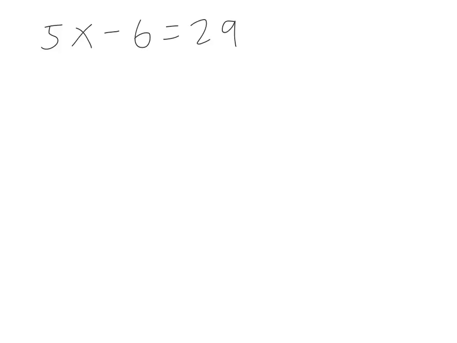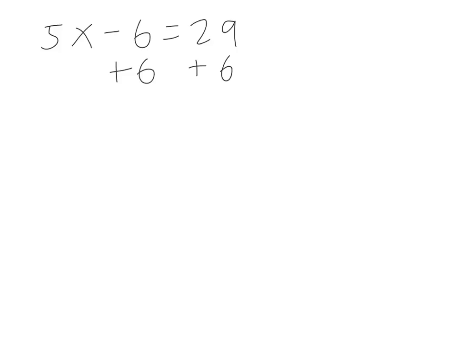To solve this, first thing you will do is sort of the opposite of the order of operations. And you're going to undo the addition or subtraction first. And to undo the addition or subtraction, you do the opposite. So we have 5x minus 6 here. To undo it, you will add 6. And you do that to both sides of the equal sign.